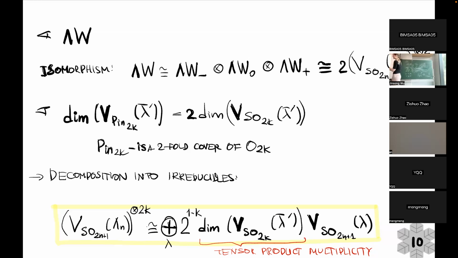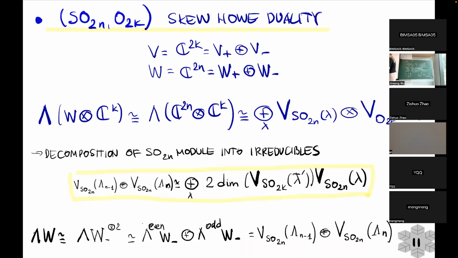Because in the language of Skew Howe duality, we have the SO(2n+1), Sp(2k) duality. And in the very last step, we obtain this formula for the tensor product multiplicities. So again, Skew Howe duality helps us also in this question. And yeah, I won't be spending too much time on the last pair of groups. So it's SO(2n) and O(2k).